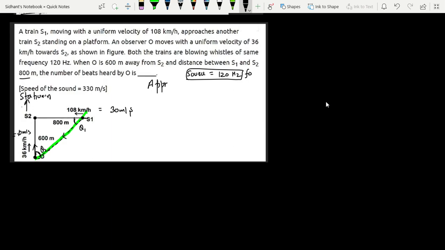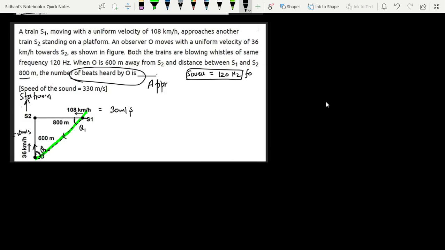Right? Now first of all you have to calculate the apparent frequencies heard by O, when it was at 600 meters, because they are asking the number of beats heard by O only, Lohit. So you need to calculate the frequencies that O will hear from S2 and S1.